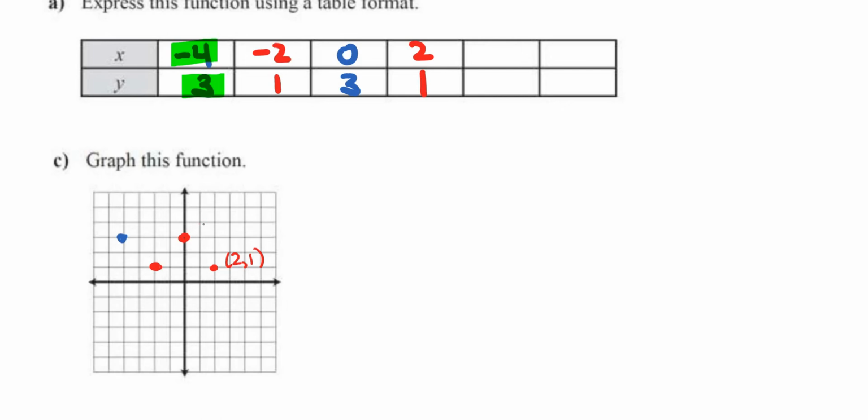And then I'll go ahead and label the rest of the points here. This is 0, 3. This is -4, 3. And this point right there is -2, 1. All right, so that's how you complete question number 14. We're just taking the ordered pairs and transferring them to a table and a graph. Okay, let's keep on going here.